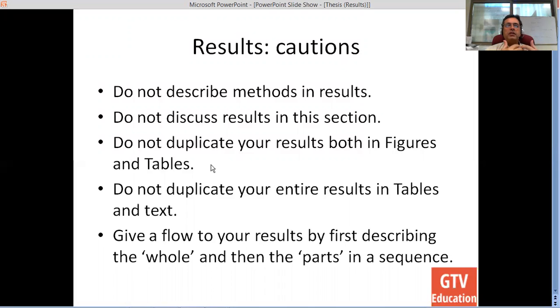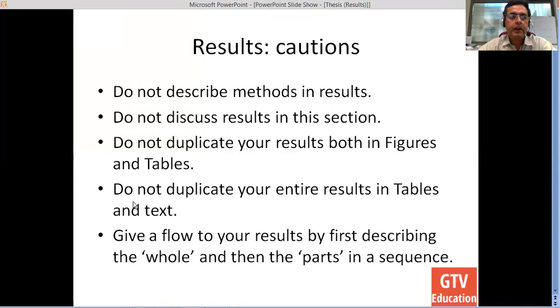It indicates that the person who is writing that particular thesis is not aware that duplication in scientific publications, in the form of a thesis or manuscript or some other forms of presentation, is not acceptable. It doesn't give a good impression, and it indicates that the person has not adopted the scientific methodology properly. So avoid duplication of results in the form of figures and tables. If you're making a table for results, you don't have to make a figure for the same results, because it doesn't make any sense to present your results in two different forms at the same time.